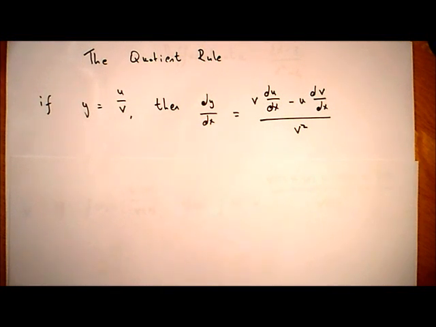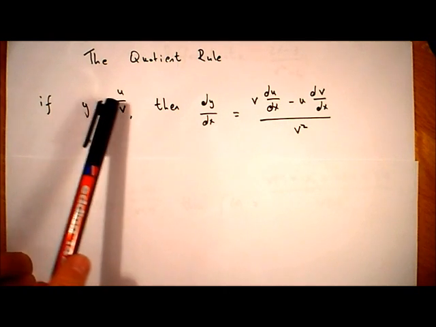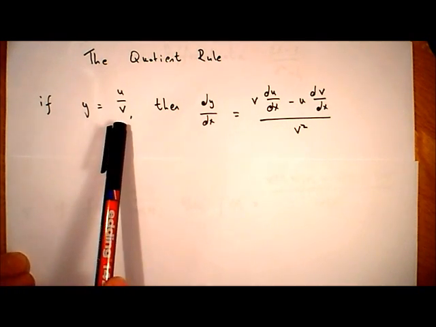Okay, let's have a look at what's called the quotient rule. The quotient rule is very like the product rule, except it's used when we're differentiating a quotient. A quotient looks something like this. It's when you've got something divided by something else.